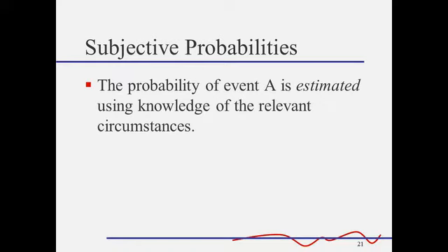Our third method to assign probabilities is called the subjective method, and the resulting probabilities are called subjective probabilities. In this method, the probability of an event is estimated using our knowledge of relevant circumstances. We use this all the time without even thinking about it. When I say that the Braves have a 50-50 chance of winning their next game, or when I hear someone say, there is no chance she's going out with him again, those are subjective probabilities.